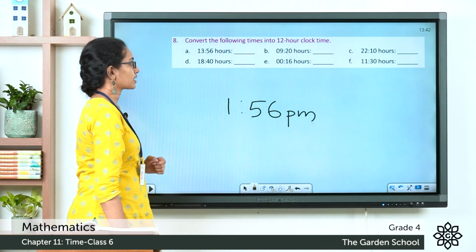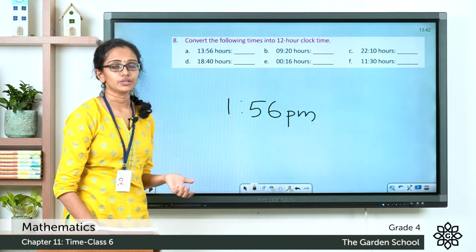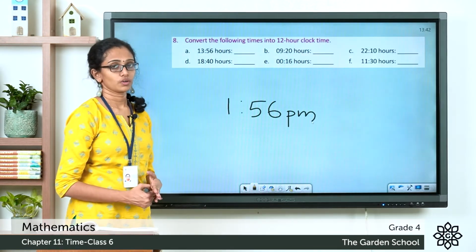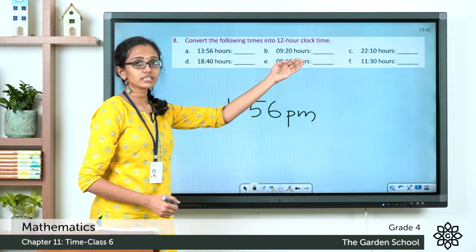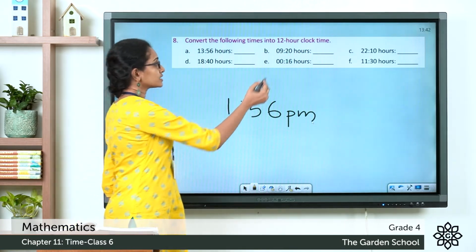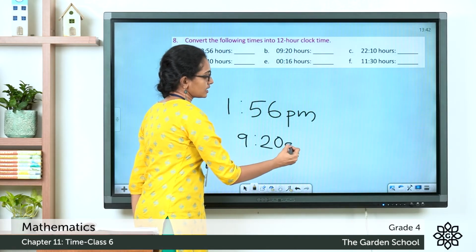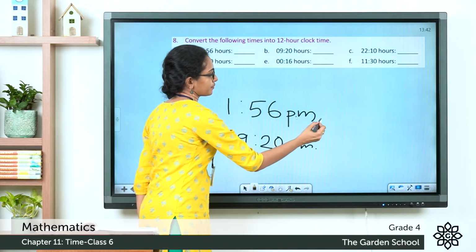Now the second one, 9:20 hours. So 9:20 here means it is before noon, and hence the time here is the time in the morning. So the second question, 9:20 hours, will be equal to 9:20 a.m.